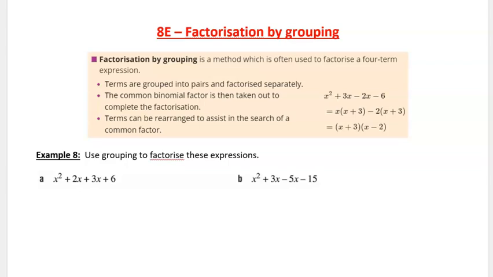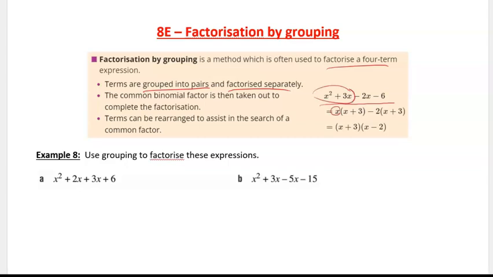Factorizing by grouping, as we can use this to factorize a four-term expression. We group them into pairs, and then we can factorize them separately and find the highest common factor between them. So the example here, we've got x squared plus 3x minus 2x. If we put together the first pairing and factor out the x, we're left with x plus 3.